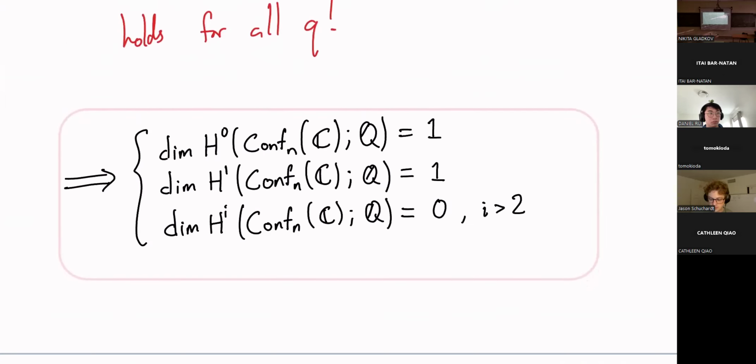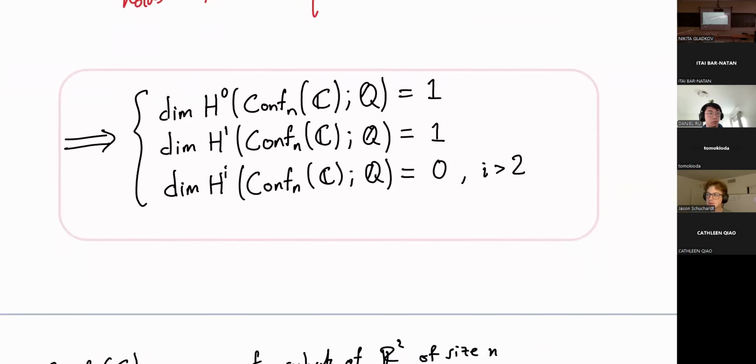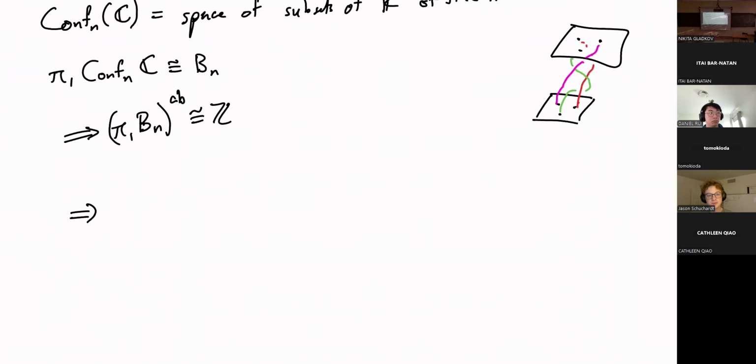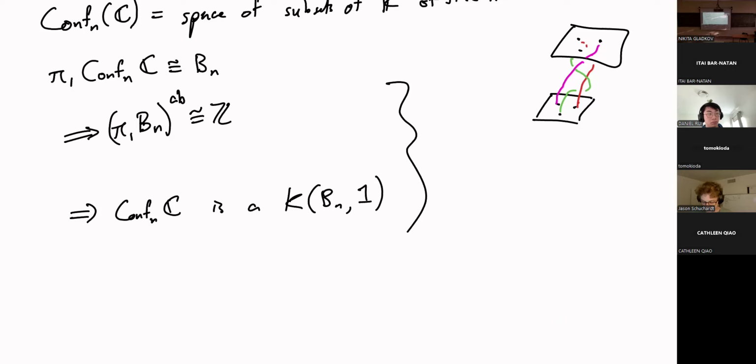What else is true? You see from this description that the universal cover of the configuration space is going to be weakly contractible, by something like stellar approximations. As a result, the configuration space itself has no higher homotopy. So you also get that Conf_n of C is a K(B_n,1) space, an Eilenberg-MacLane space for the braid group. You also get that from this cohomology computation. That one really does follow. So you get these nice facts about the braid group.